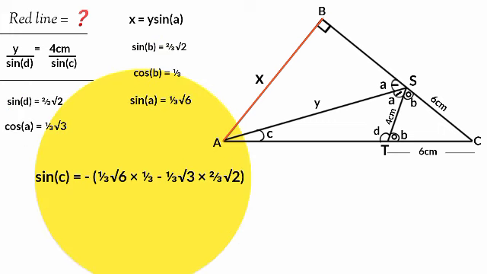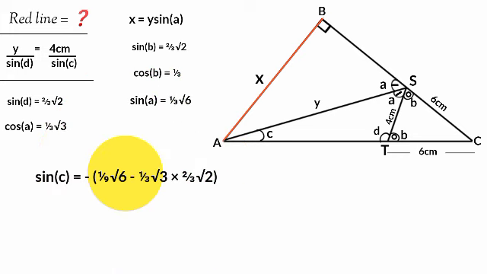So sine C equal to minus bracket 1 over 3 root 6 times 1 over 3 minus 1 over 3 root 3 times 2 over 3 root 2. Here 1 over 3 root 6 times 1 over 3 is 1 over 9 root 6. And here 1 over 3 root 3 times 2 over 3 root 2 is 1 over 9 times 2 times root 3 times root 2. Root 3 times root 2 is root 6.